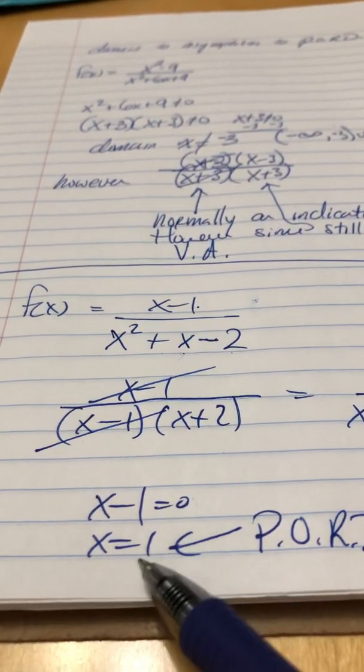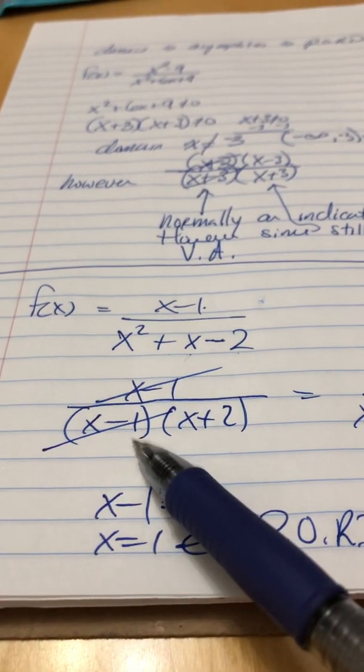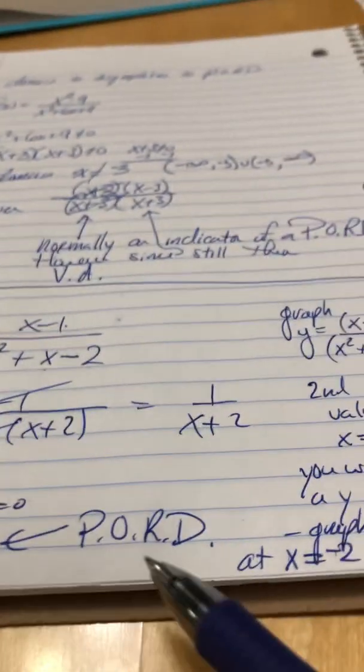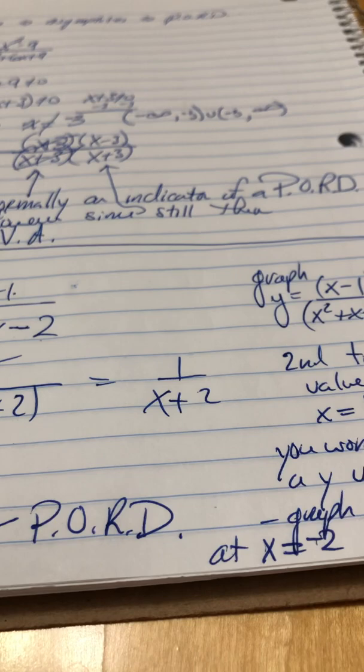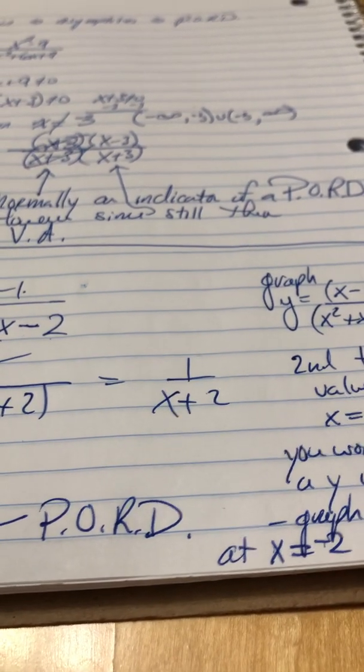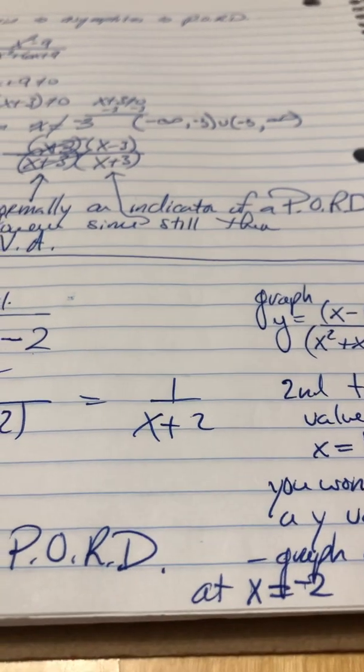You'd add 1 to both sides. And because this cancels, and there's no other factor x minus 1 in there, this is a point of removable discontinuity, or removable point of discontinuity. Again, depends on the author. I'm not wed to either, so you can just address it that way.